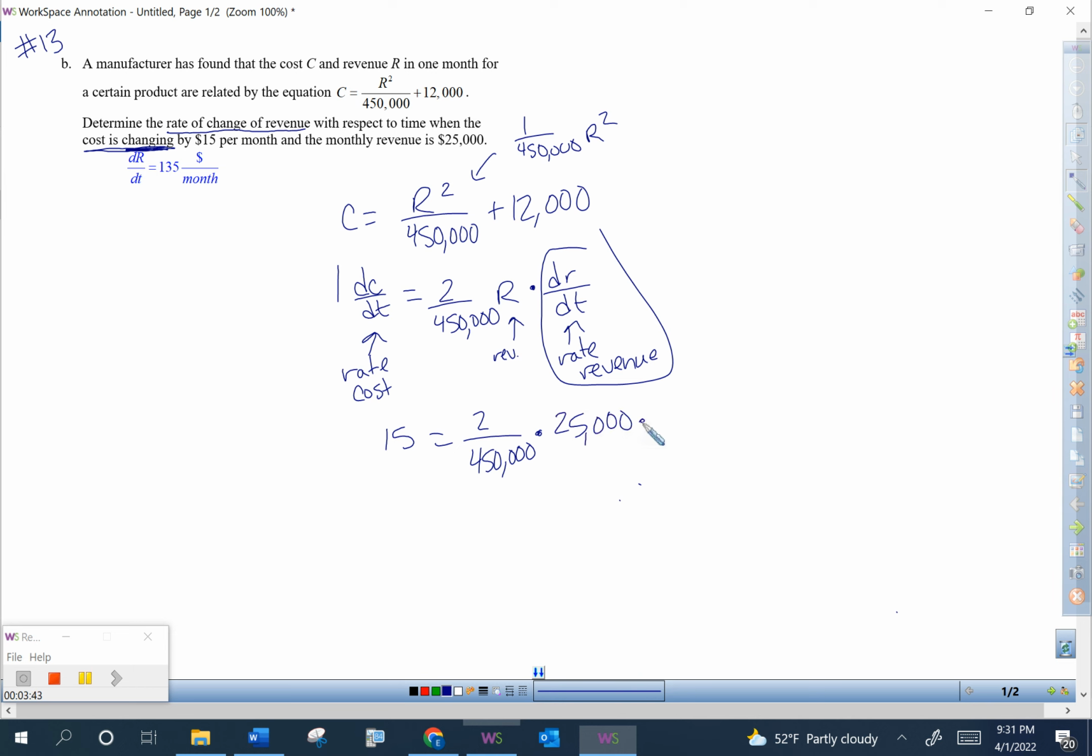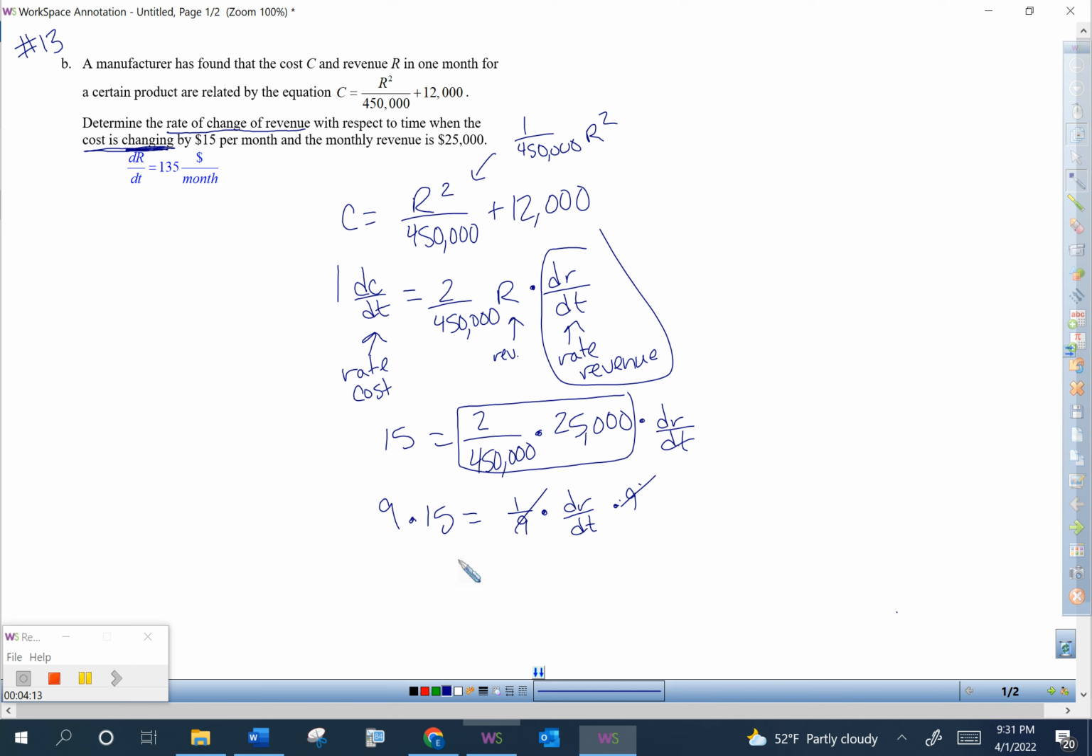Okay, and then times our dr dt. You can put this whole thing in your calculator, but that simplifies to 1/9 times dr dt. And then we're just solving for that one more step. If I have a 1/9, I'm going to use the reciprocal and multiply by 9 on both sides to cancel that out rather than dividing by a 1/9. I don't like to divide by fractions.